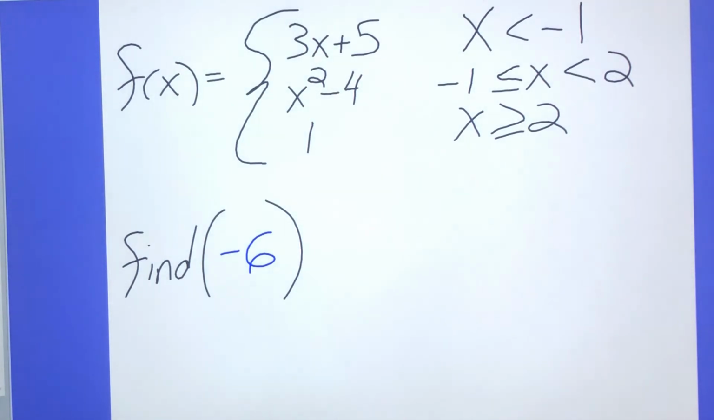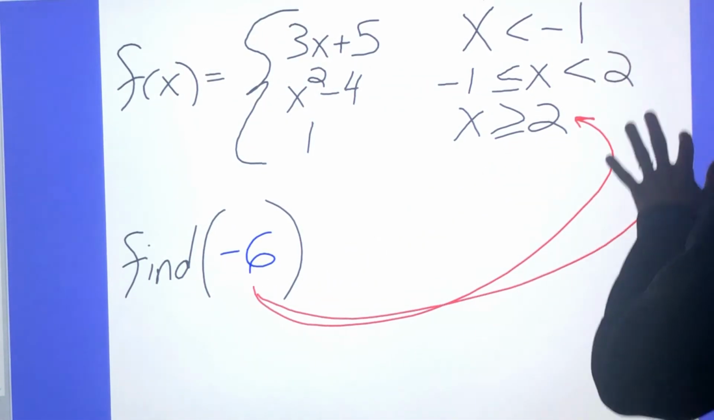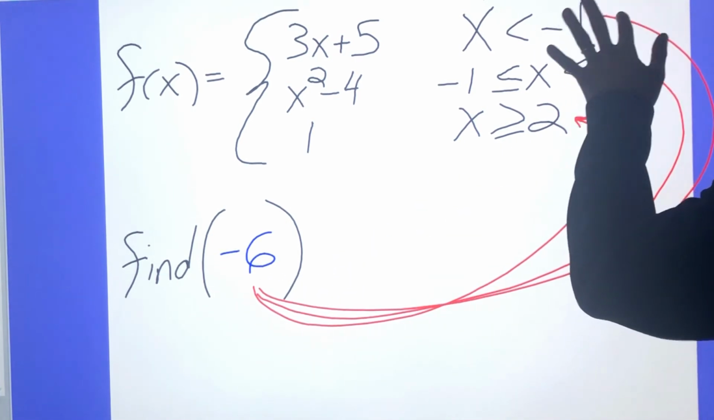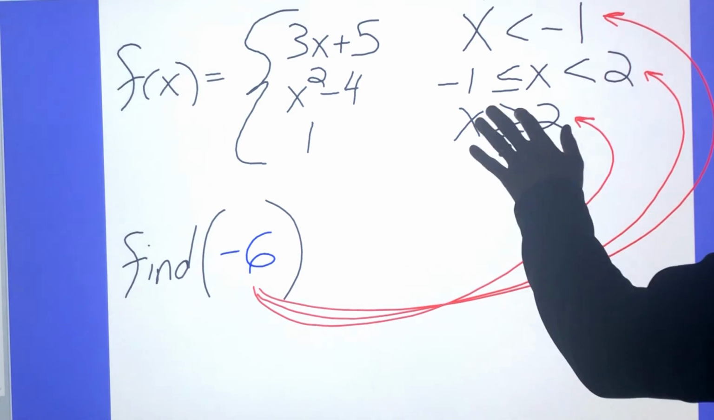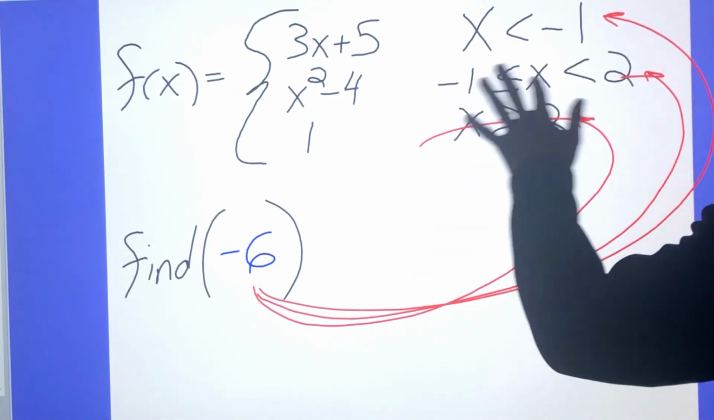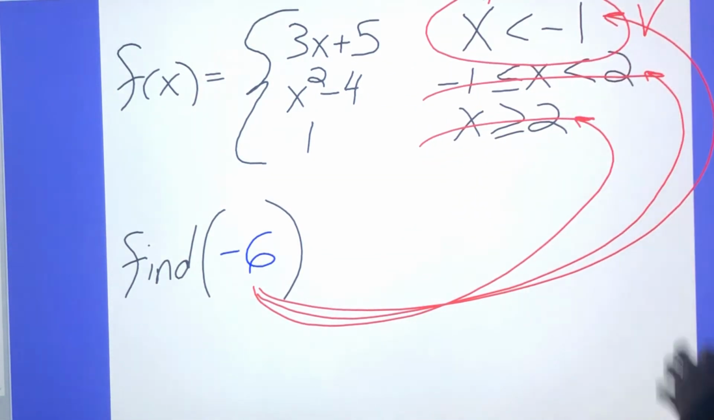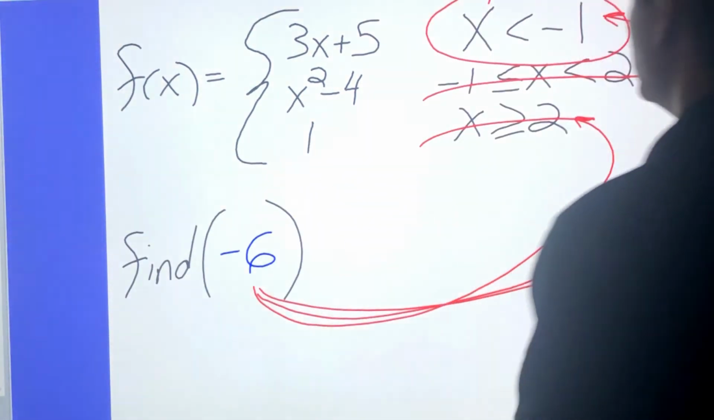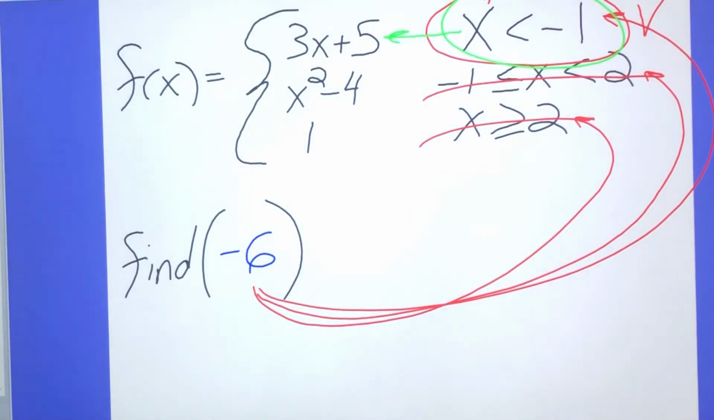One more time, let's find f of -6. Again, I want to plug it into the inequalities first. I'm reading from right to left, unfortunately. Where does -6 work? Is it greater than 2? Nope. Is it between -1 and 2? Nope. Is it less than -1? Yes. -6 works here. So now I want to look at the function associated with all values less than -1.